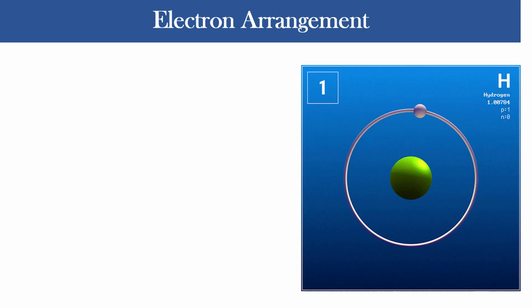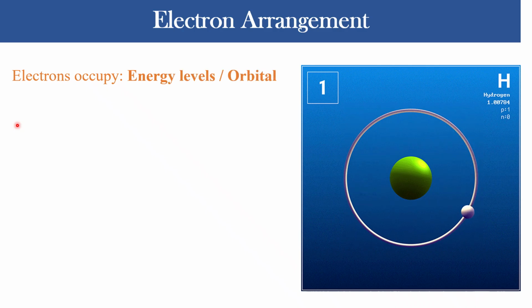After understanding the nucleus, we now discuss electrons. Electrons are not randomly distributed around the nucleus. According to quantum mechanics, electrons exist in specific energy states called orbitals. The arrangement of electrons follows three important principles.